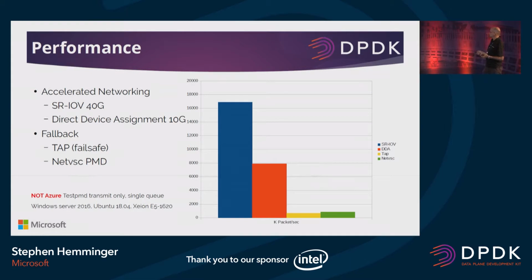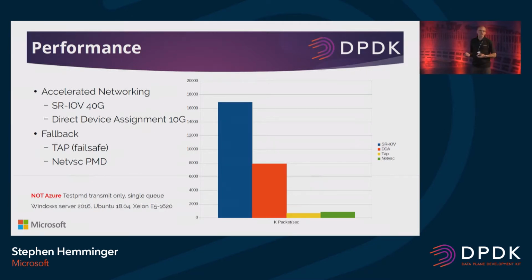You get down here just to show you the dramatic drop-off. This is tap at Netvsc. You're down about 600 to 800K packets a second going through the synthetic path. And that's fundamentally limited by the fact that every packet has to be processed by the vSwitch and the Hyper-V. So you're basically hitting the limit of Hyper-V software packet processing.